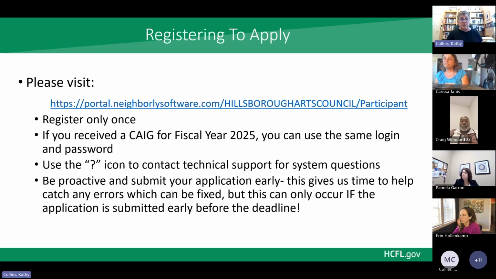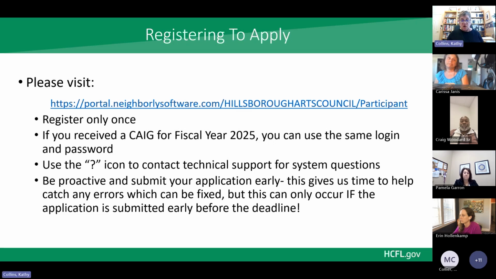Now, here we have the Arts Council website for the Neighborly software, which is what we use for our Community Arts Impact Grant applications. If you are a prior Community Arts Impact Grant recipient, you do not have to set up a whole new password and user ID. You can use your old one and just look for the fiscal year 2025-26 application.